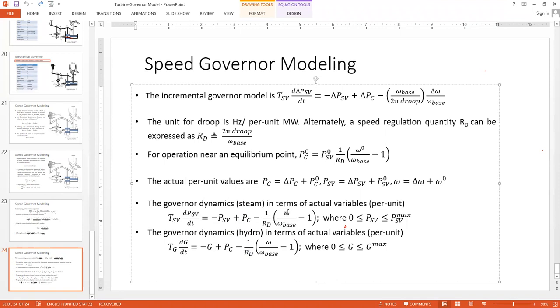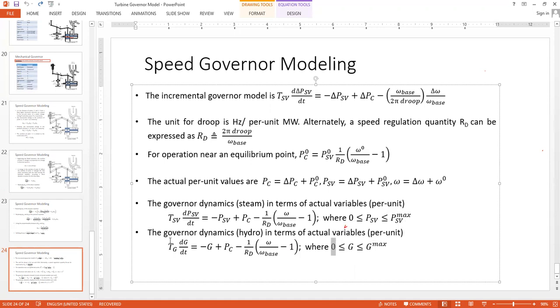Omega is the original or actual speed of the rotor. Omega base is the base speed. -1 is the constant. And similar to PSV, that is the steam valve position or steam valve power, we have a gate valve maximum point, of course, and a 0 gate valve position. That means when the gate valve is fully closed, it is 0. And when the gate valve is fully opened, it is actually 1 or G max.